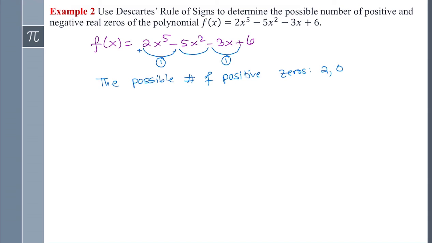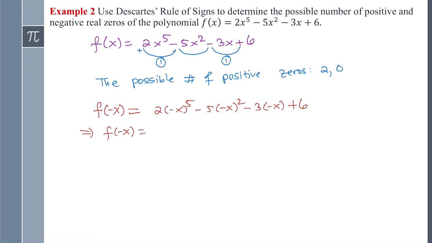Now, the next thing is we are going to look at the negative zeros. So for the negative zeros, what we need to do is find f of negative x. Okay, so when I substitute x with negative x, I get 2 times negative x to the fifth minus 5 times negative x squared minus 3 times negative x plus 6. And then we get f of negative x equals negative 2x to the fifth minus 5x squared plus 3x plus 6. Now we'll go ahead and count the variation again.